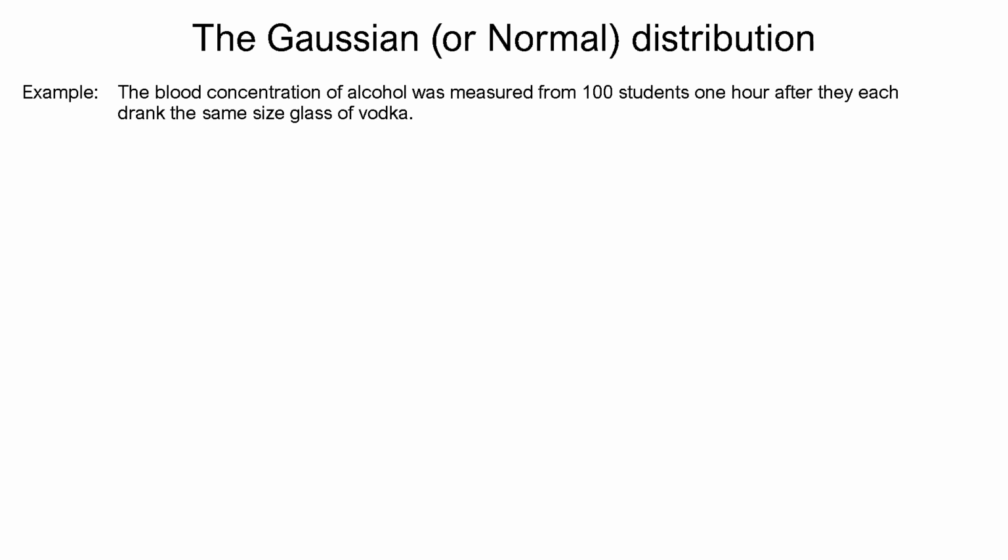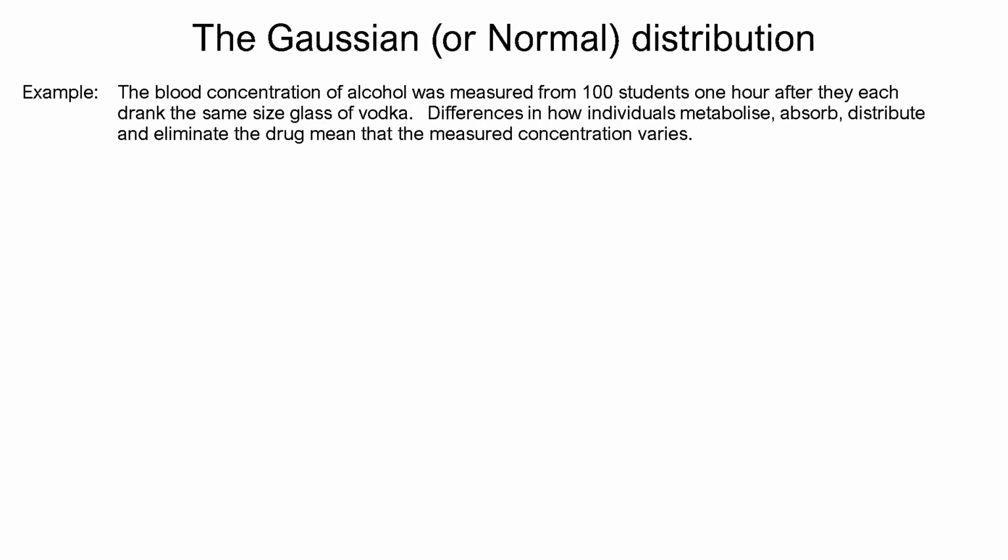The simplest way to illustrate a Gaussian or normal distribution is with an experimental example. A class of 100 students was interested to know how much alcohol they would need to drink to reach the legal limit for driving. So they each drank a glass of vodka, making sure everyone had the same amount. After 1 hour, a blood sample was taken from each student and the concentration of alcohol in their blood was measured. They observed a lot of variability in their blood alcohol levels because individuals differ in how they metabolize, absorb, distribute, and eliminate drugs like alcohol.